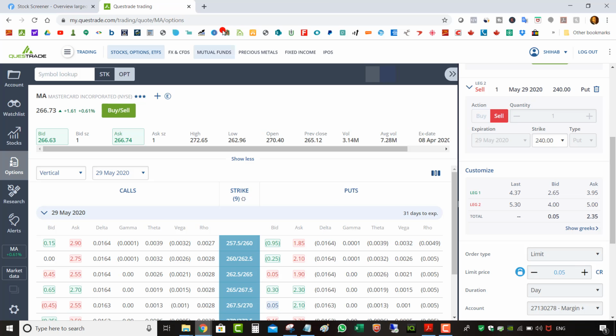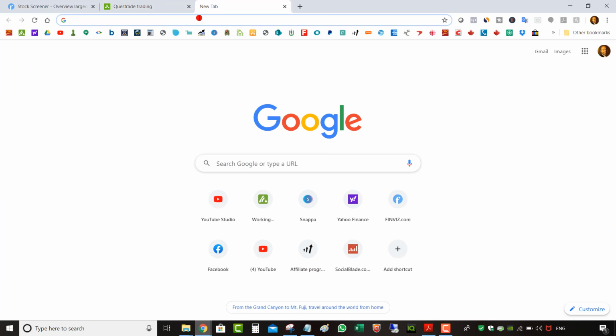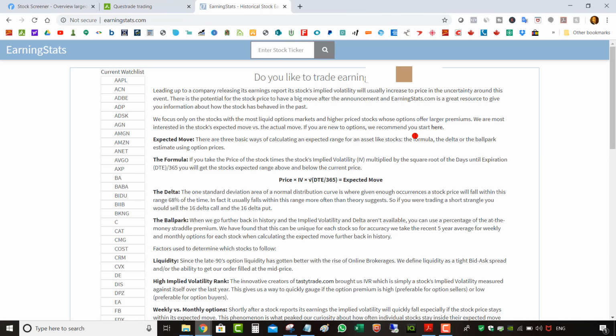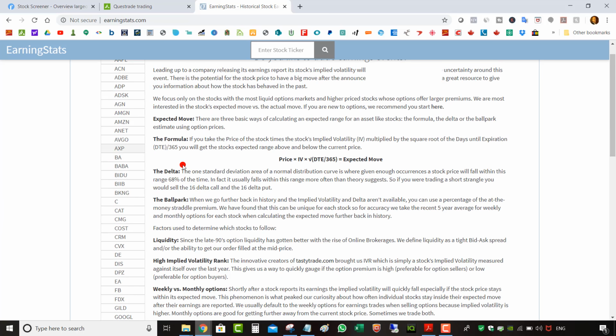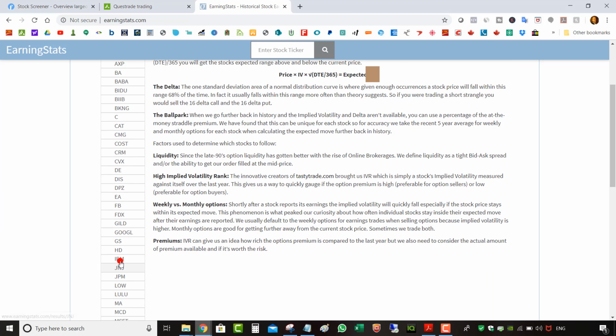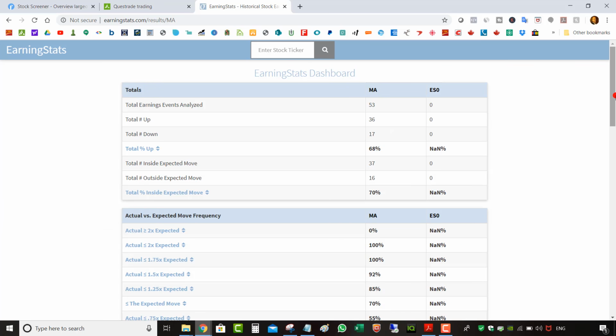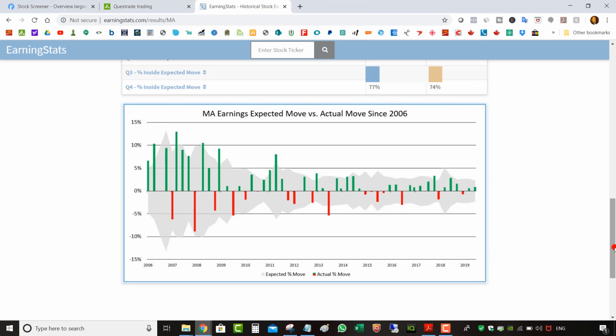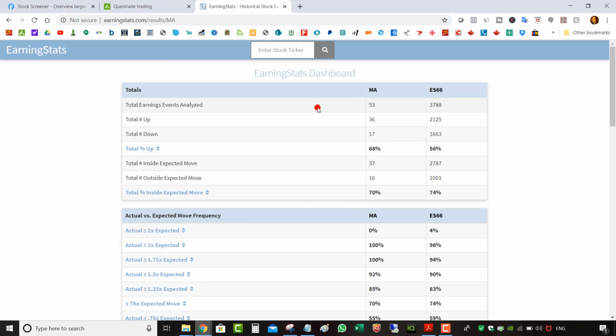Now, before I place the trade, there's one other thing I like to do, which is look at earnings stats. This website looks at the probabilities of particular stocks, how they perform after earnings. I think for the case of MasterCard, it's the last 15 years. So here I'm going to click on MasterCard and let's see how much data is provided here. This is since 2006, so it's about 14 years or 13 years. So here's the stats for MasterCard.